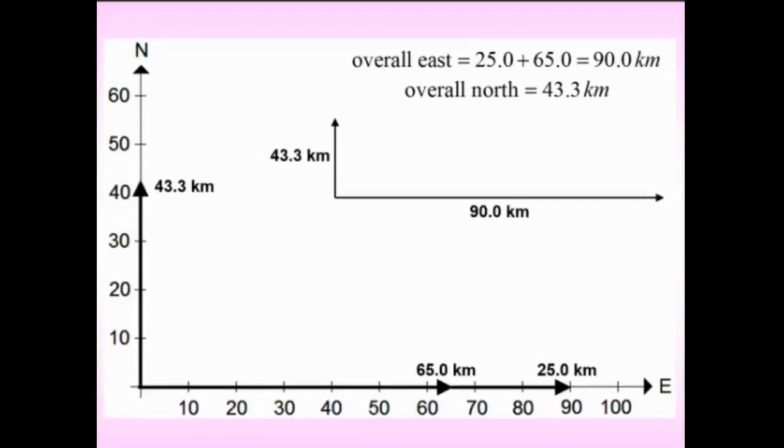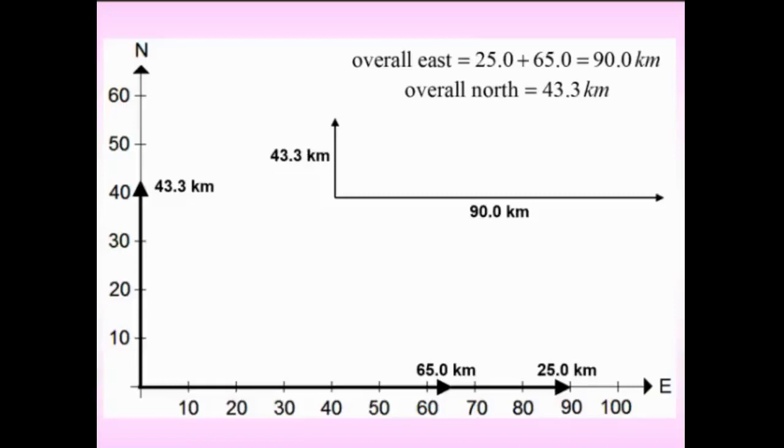Does anyone know what I did in the first line? What did I say? Overall what? Because 65 kilometers came from here, and how much came from the other vector? 25, the adjacent, the small one. So overall east, the plane moved 25 plus 65, which is 90 kilometers. Overall north, how much? It only came from this vector.